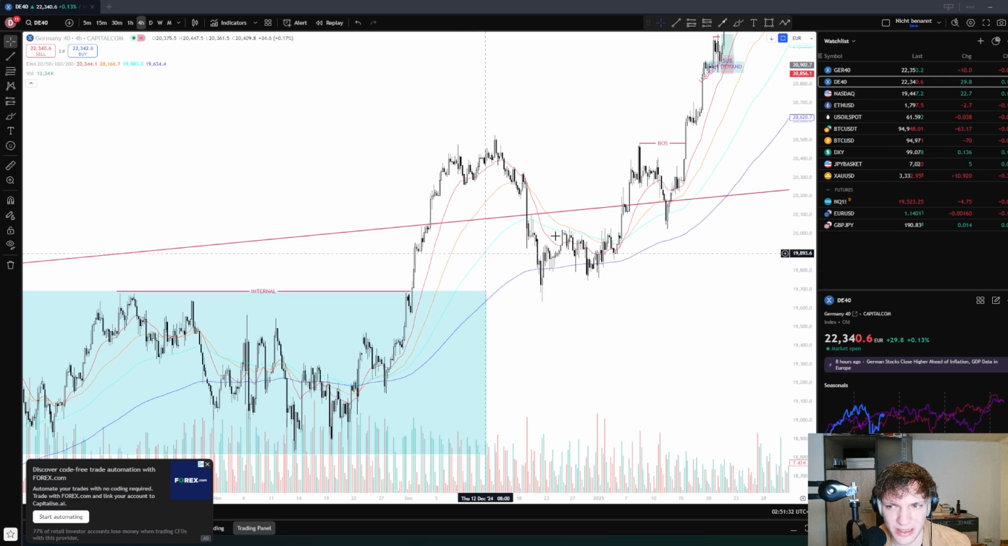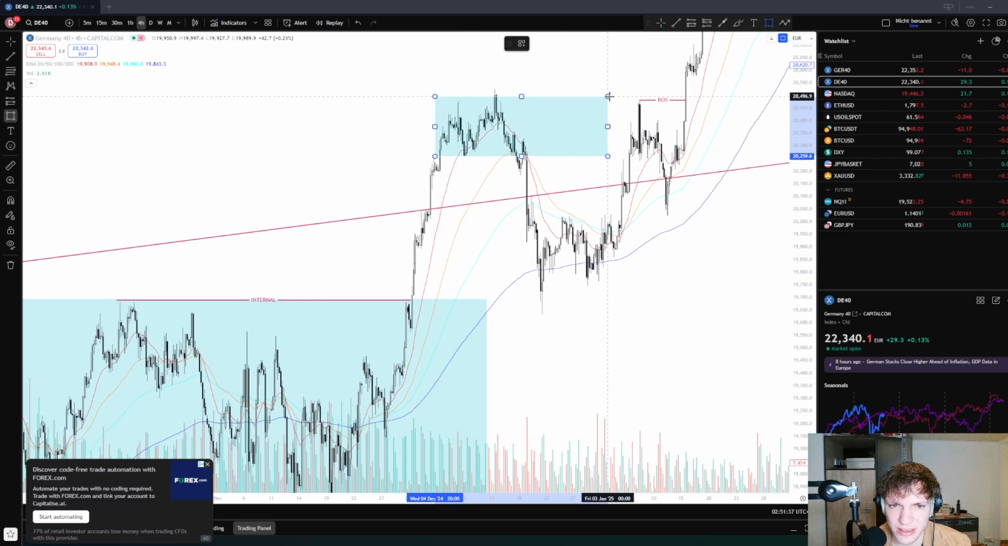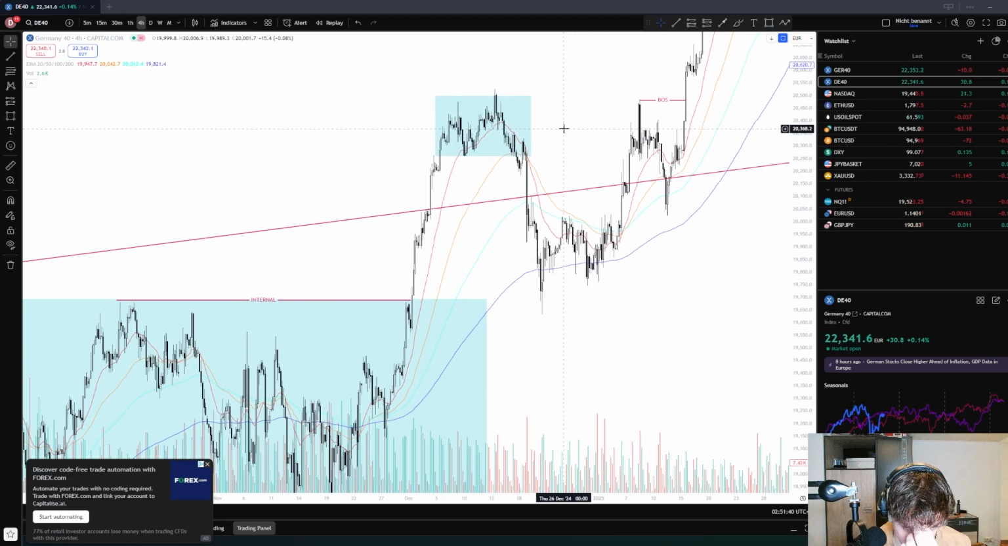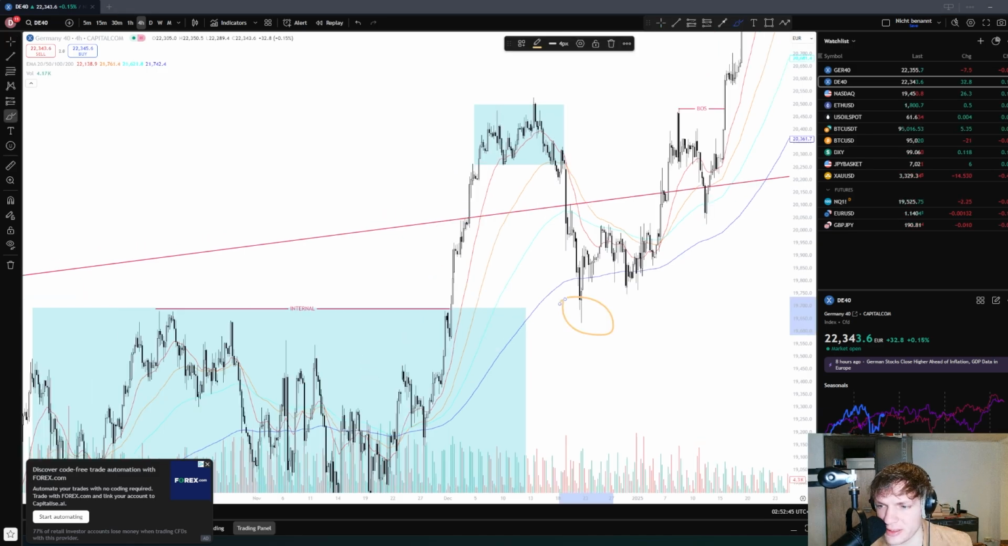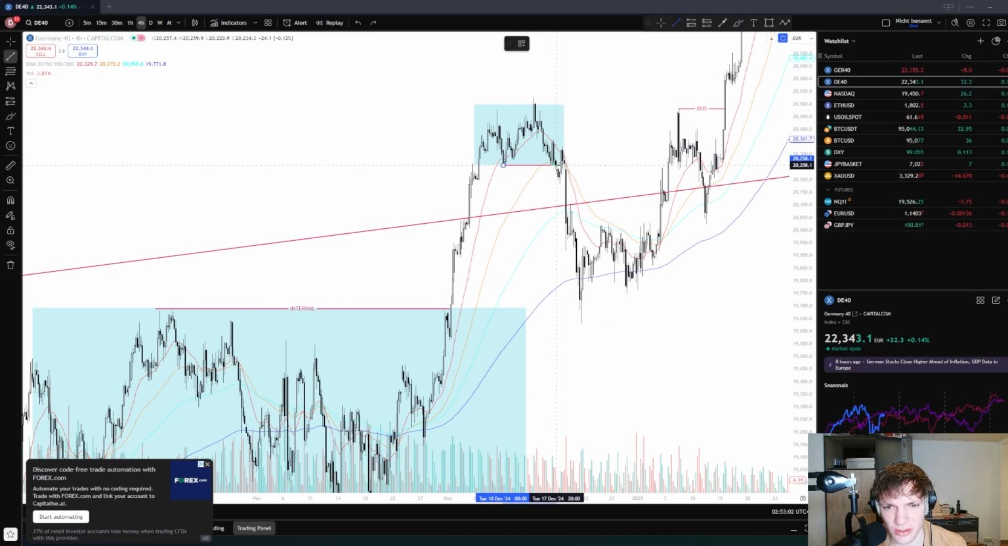We could stay in this example here. Here we see this could be a distribution. A distribution often looks like this, with extended sideways areas again, every now and then a push upwards, which is then sold off again. We're already seeing a structural break to the downside, for example here. In other words, distribution and accumulation are basically the same thing, except that accumulation results in a long push and distribution results in a short push.